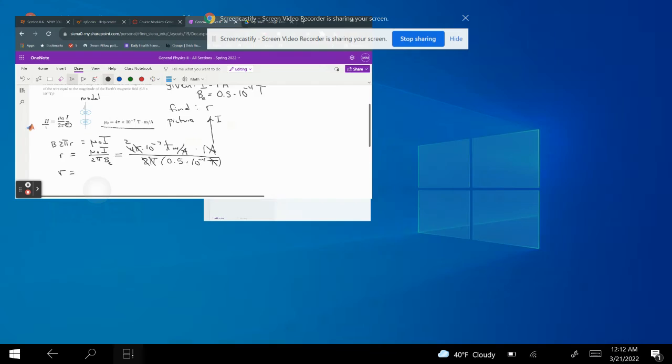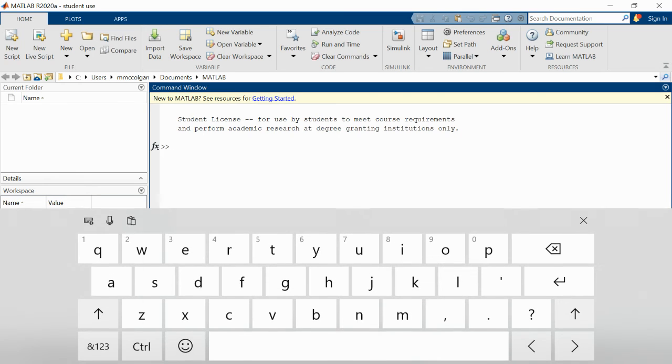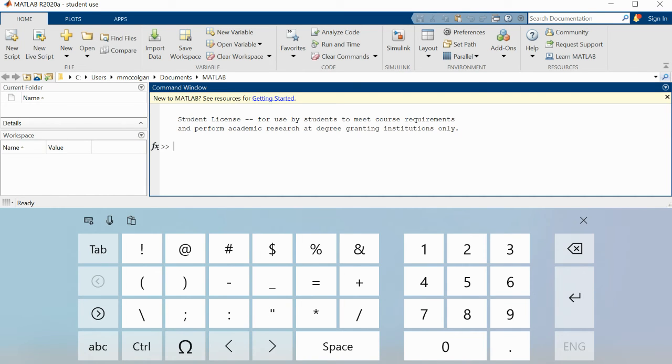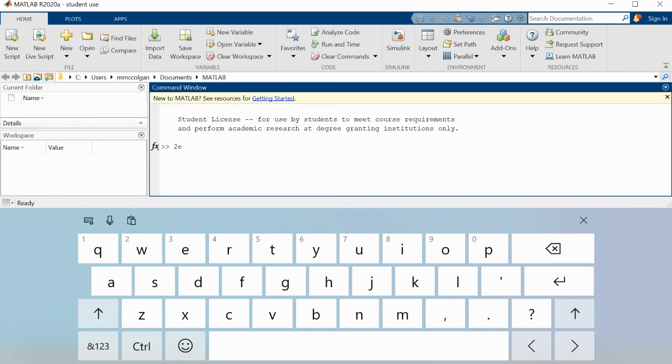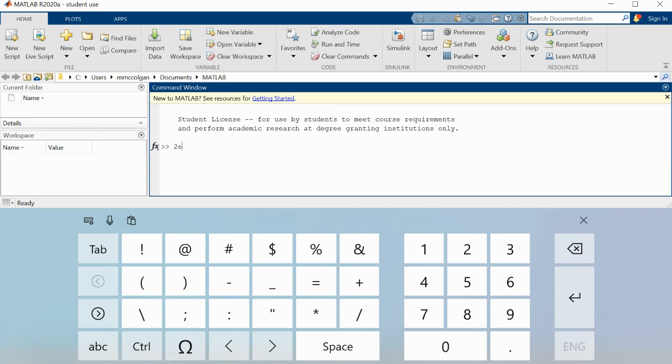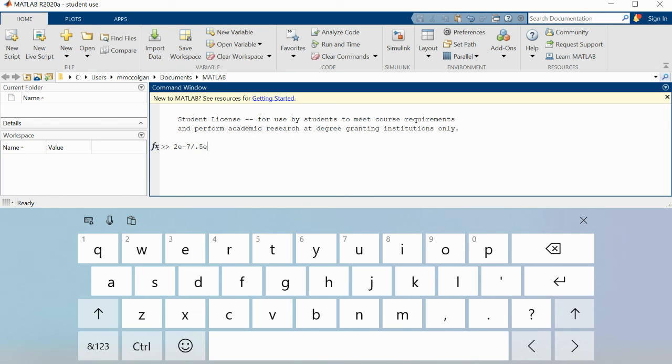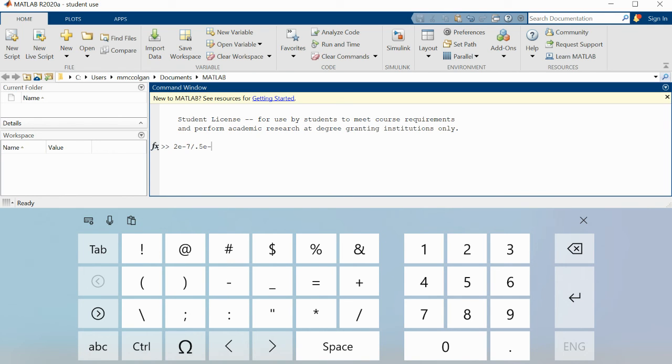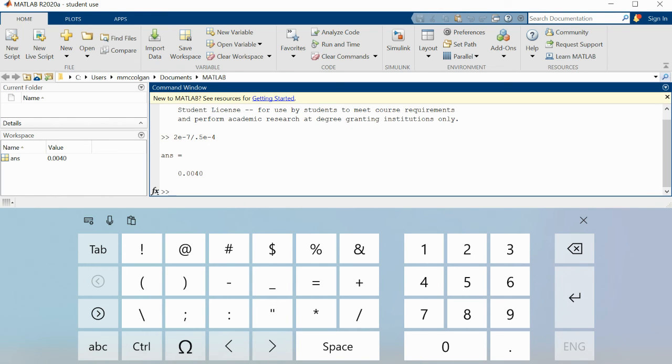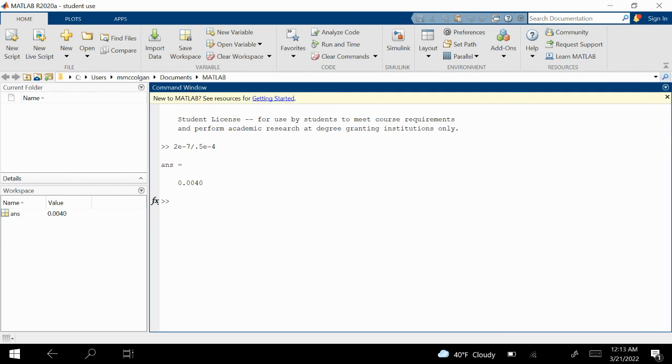If I go to my MATLAB, I'm going to have 2 e to the minus 7 divided by 0.5 e to the minus 4. What do we get? 0.004 meters.